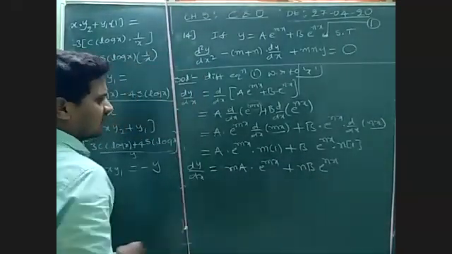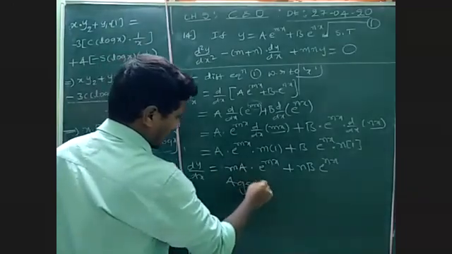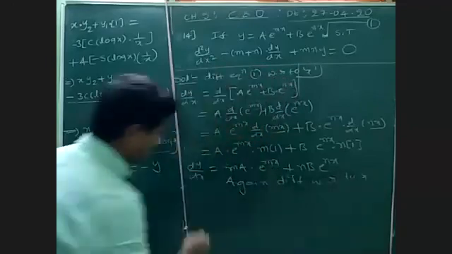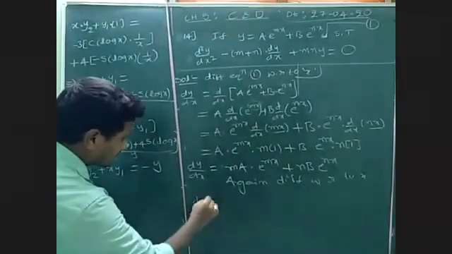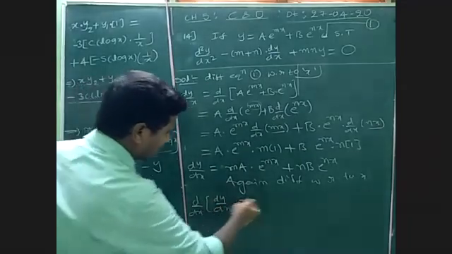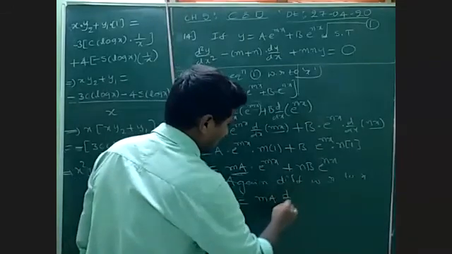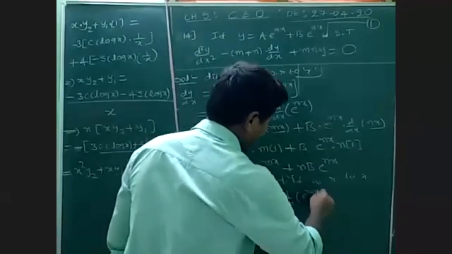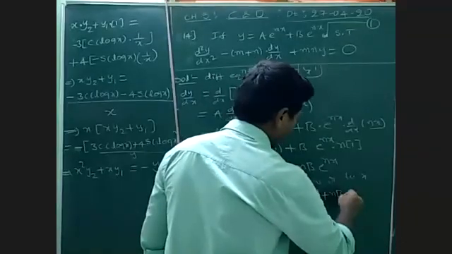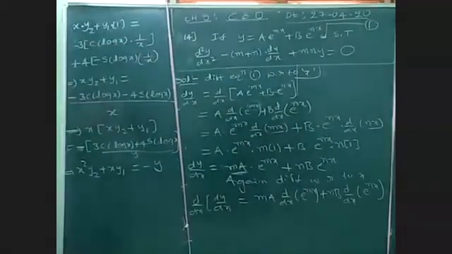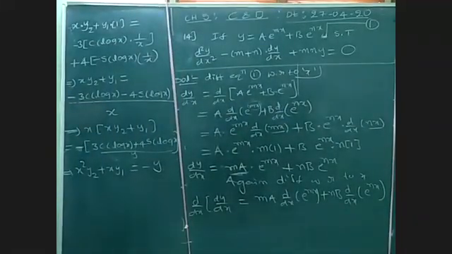Now again differentiate with respect to x. Now what about left side here? D by dx of dy by dx is equal to ma, a constant, ma into d by dx of e power mx, plus nb into d by dx of e power nx. I can easily write the direct step also, but I am writing each and every step.